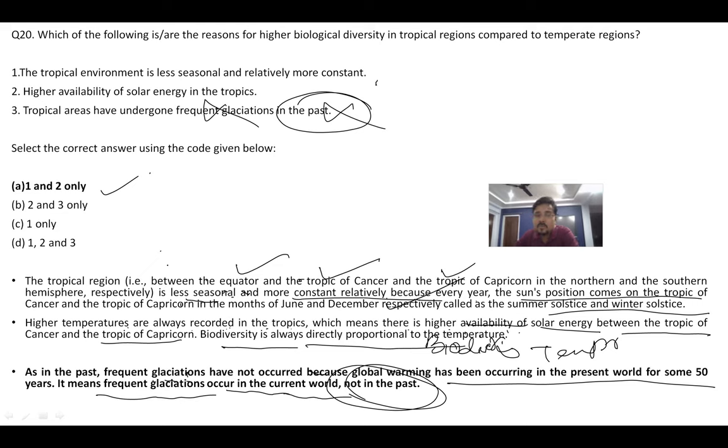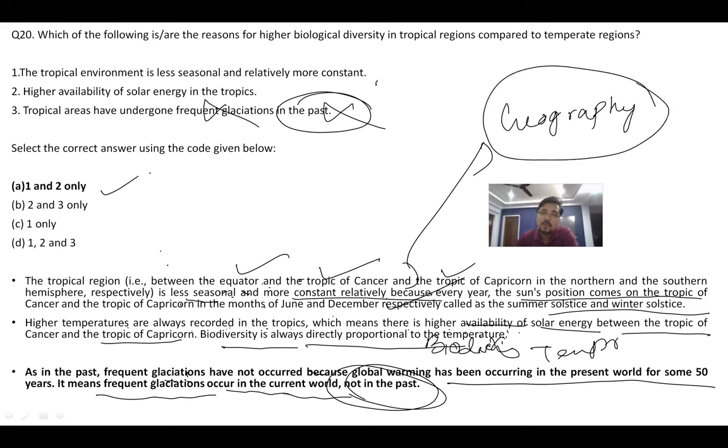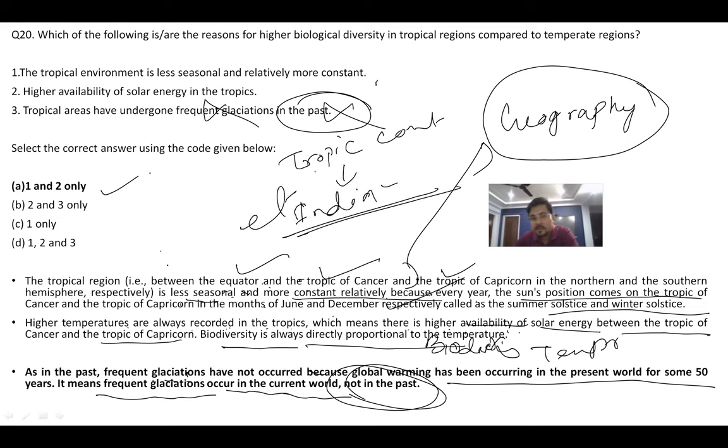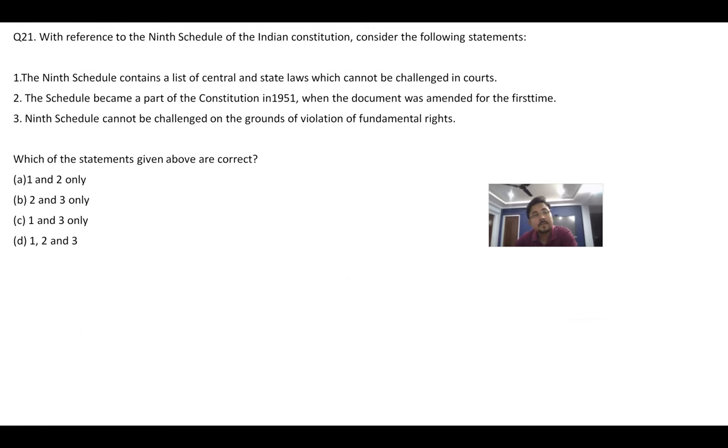So summer solstice and winter solstice, the equator and the tropic of Cancer, tropic of Capricorn, you will have to study in a geography lecture, along with longitude and latitude. How many countries does the tropic of Cancer pass through, does it pass through India and other countries, such questions have also been asked.